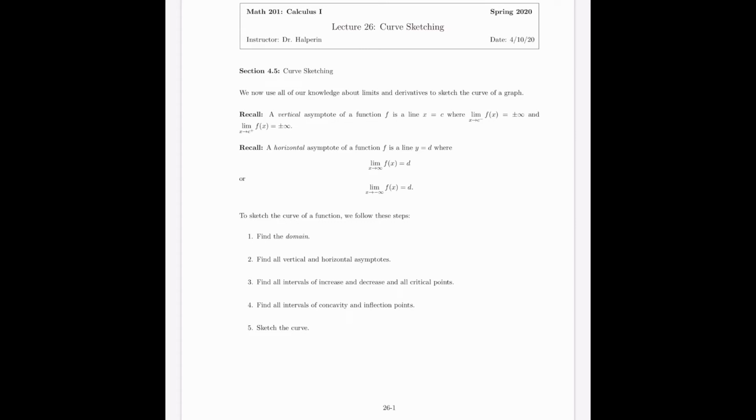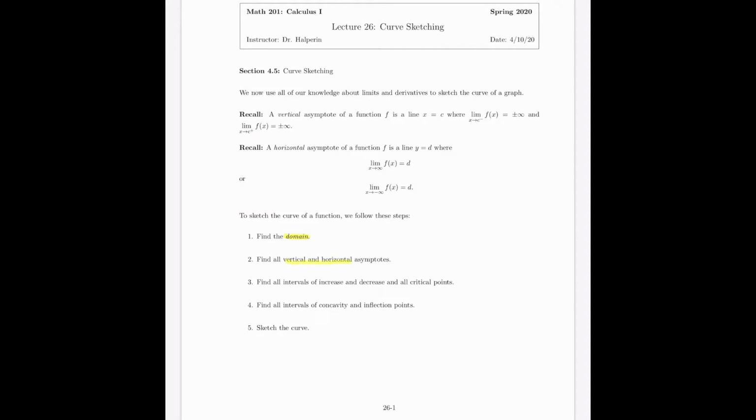Let's take a look at curve sketching. Stewart, section 4.5. To sketch a curve, there are 5 steps we're going to complete: 2 non-calculus steps, 2 calculus steps, and then sketching the curve. First, we find the domain of the function that we want to sketch. That's all the stuff you're allowed to plug in.